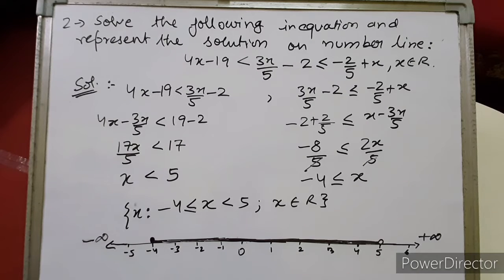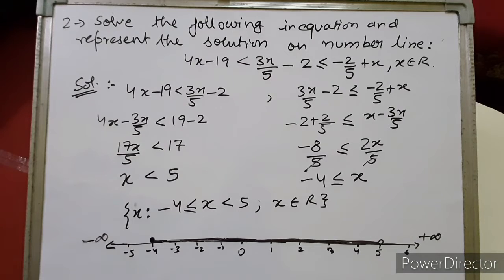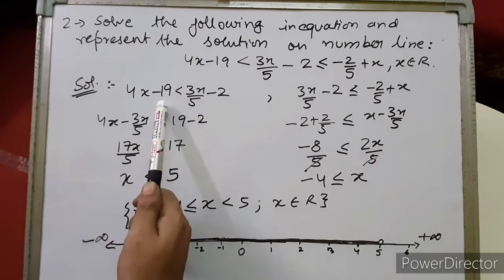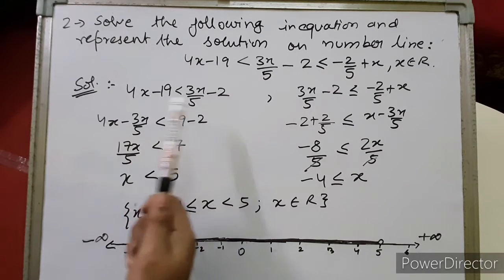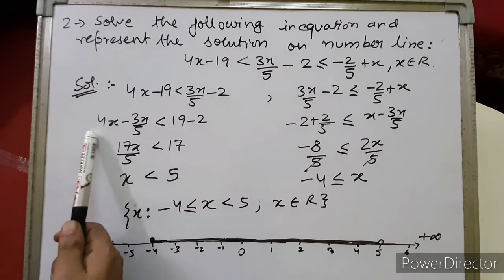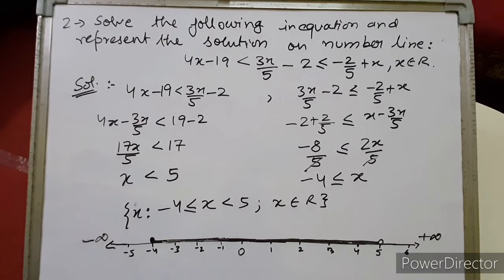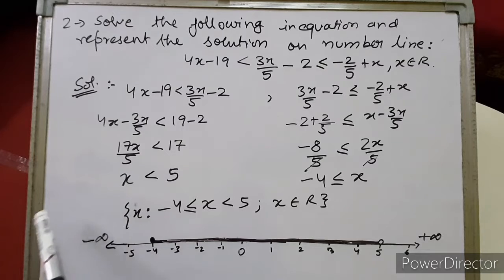To solve the inequality, first we compare these two terms. It will be 4x minus 19 less than 3x by 5 minus 2. Here I have transferred 3x by 5 to this side and minus 19 to this side. Minus 19 when transferred becomes plus 19, so 19 minus 2 is 17. And 4x minus 3x by 5: 4 fives are 20 minus 3 gives 17x upon 5. When we cross multiply, 17 gets cancelled, and we get x is less than 5.